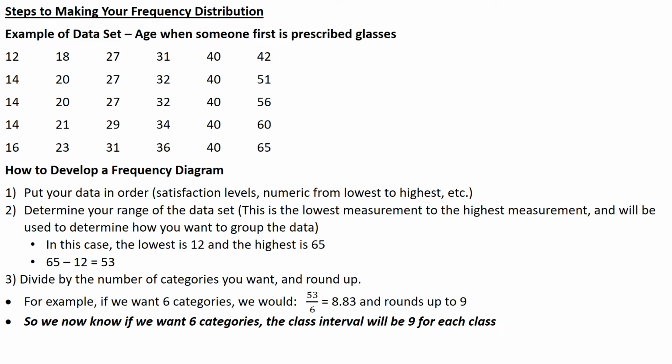Now, if I want 6 categories, and I'll tell you why the number of categories we will have determined in a moment. If we have 6 categories, I divide 53, that range, by 6, which is 8.83. Now we have to have whole number categories. So I'm going to round up to 9. So if we know we want 6 categories, the class interval will be 9 for each class.